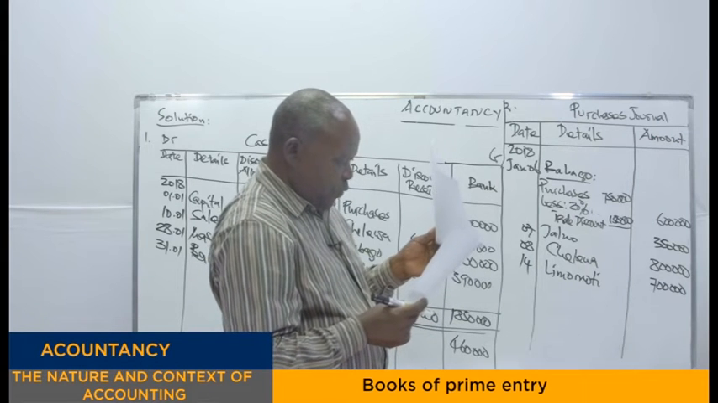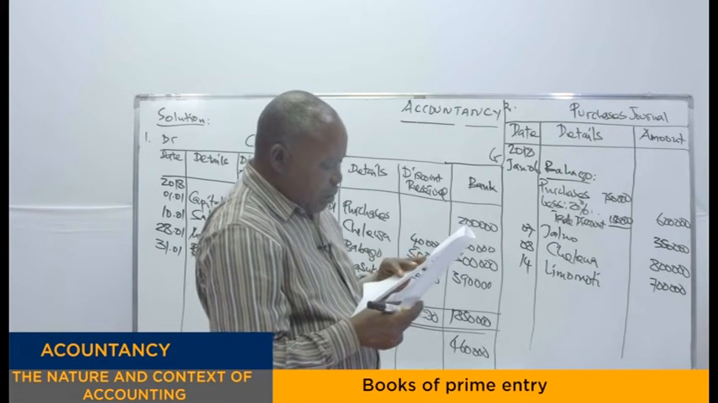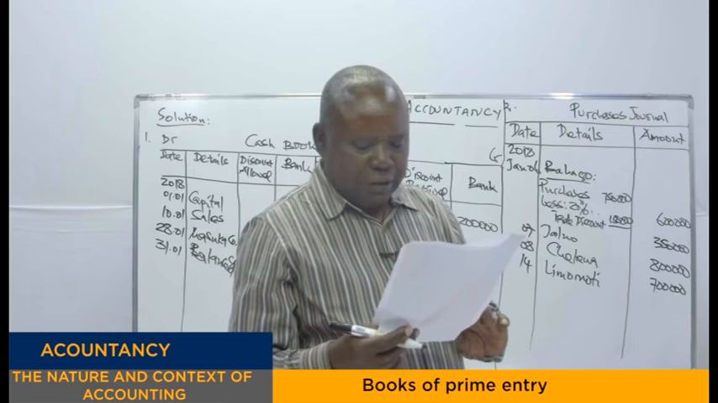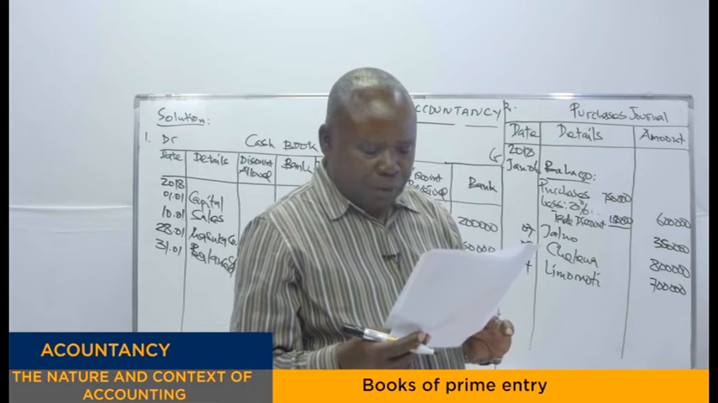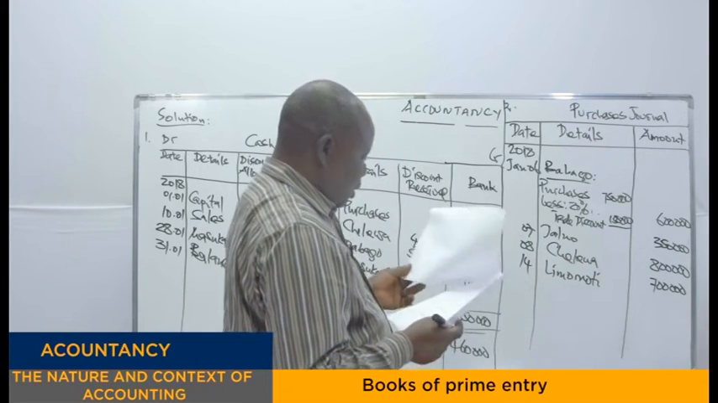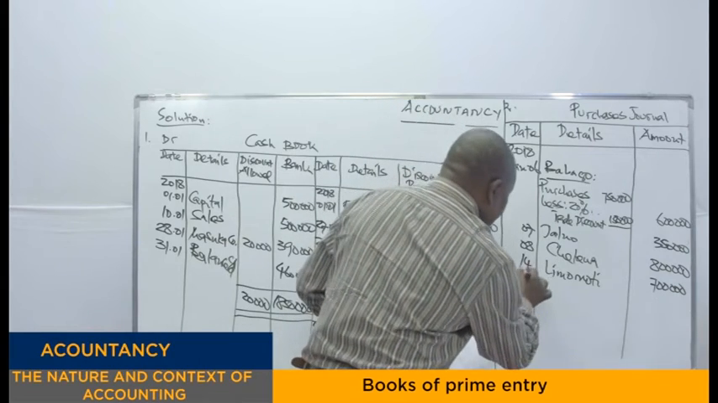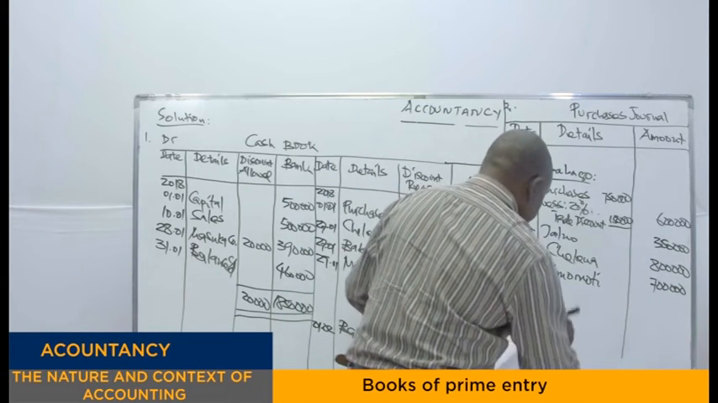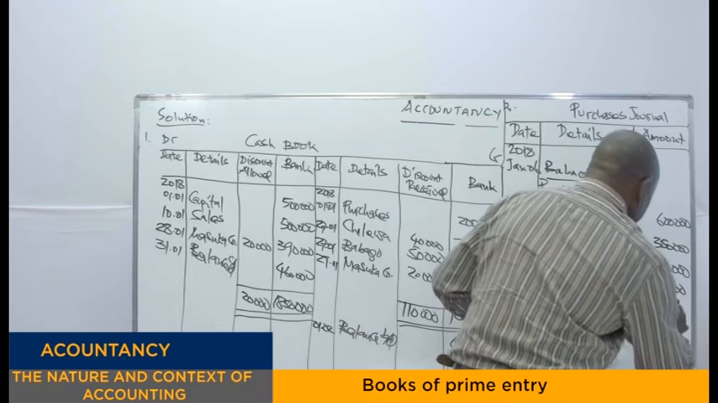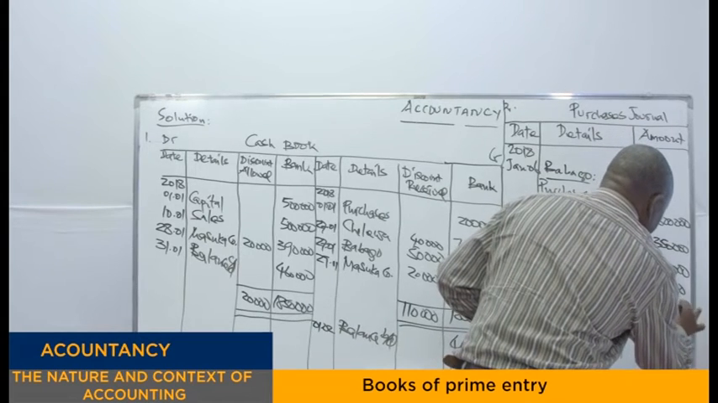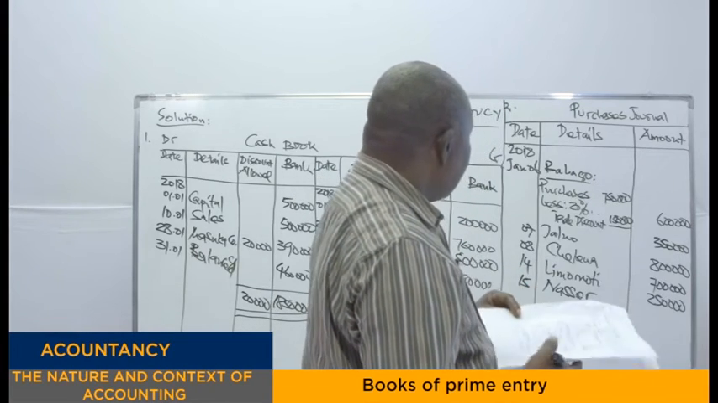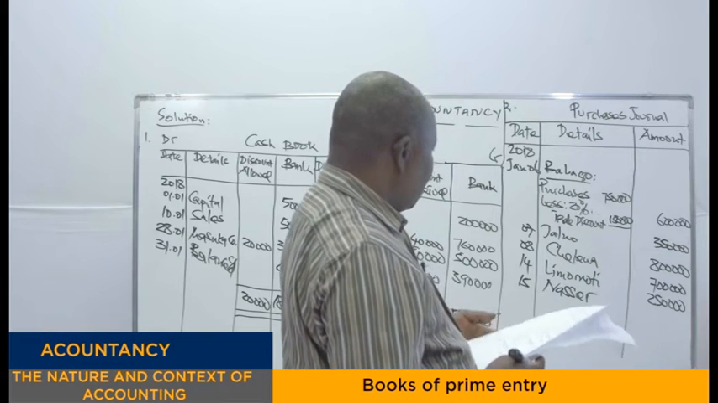700,000. Then on the 15th, we bought goods on credit from NASA, Tanzania shillings 250. We don't have a trade discount here. We just write it directly to the amount column. So we write here on the 15th, then NASA, shillings 250,000. Then we don't have another transaction relating to purchases or purchases on credit.